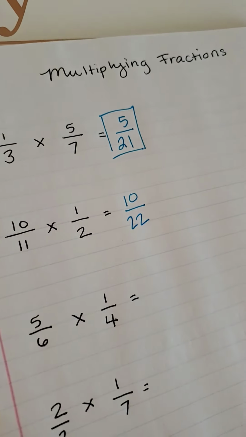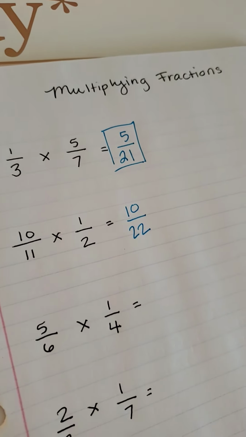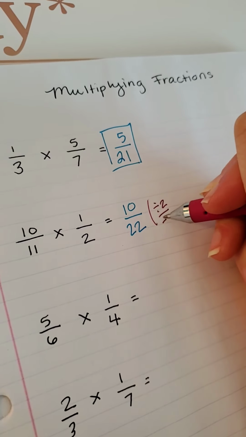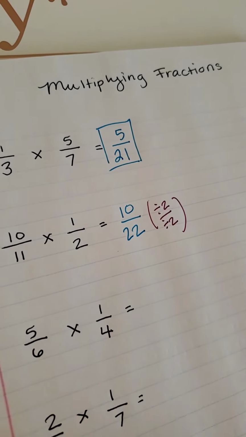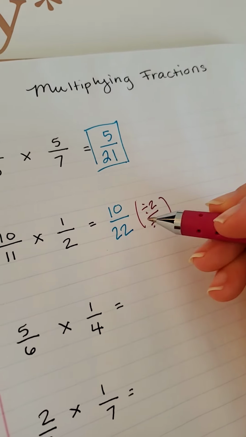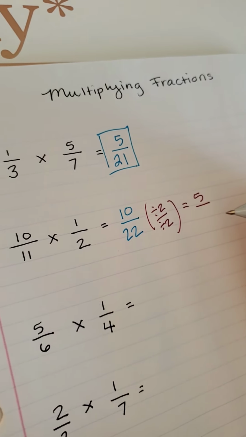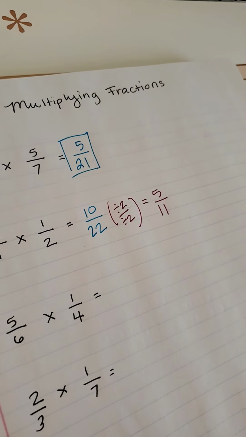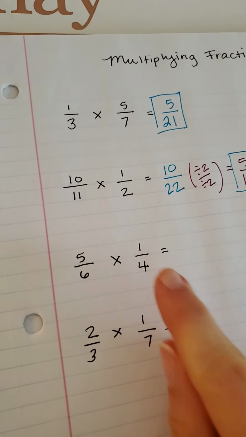Now, 10 over 22, I actually can simplify this. I can divide both the top number and the bottom number by 2. So that's what I'm going to do. I'm going to divide both the top and the bottom by 2 to put this fraction in its most simple form. 10 divided by 2 is 5, and 22 divided by 2 is 11. So my answer is 5/11. And after that, I can't simplify anymore. So I'm all done.